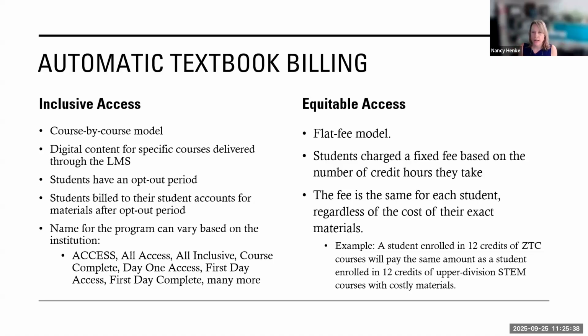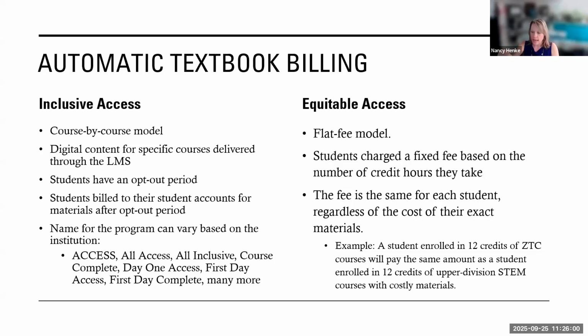So in an extreme example, but a real example because it could really happen, a student who's enrolled in 12 credits of all ZTC courses, so they have 4 classes that have no textbook costs, will actually pay the same as a student who is enrolled in 12 credits of upper division STEM courses with really costly materials. So that works out really great for the STEM student, but it works out a lot less great for the student who otherwise would be paying nothing.